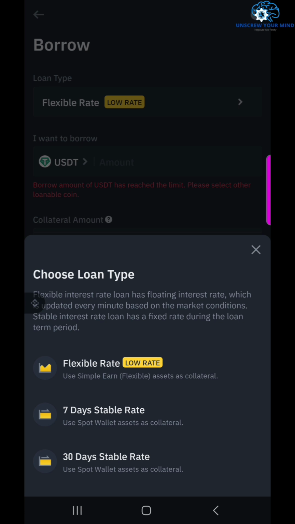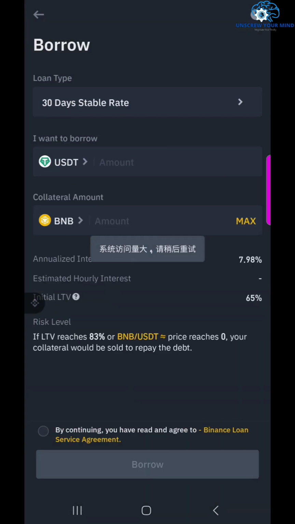But if your assets are in your spot wallet, then you're going to either pick the 7-day stable rate or the 30-day stable rate. So 7-day stable rate means your loan is going to be active for 7 days and you need to pay back the loan in those 7 days. If you pick the 30-day stable rate, then it means you have to pay back the loan within the 30 days. So for now, we're going to pick 30 days because our money is in our spot wallet.